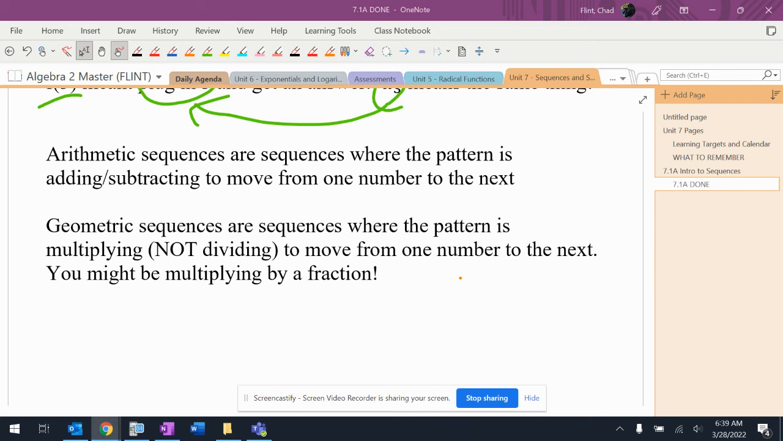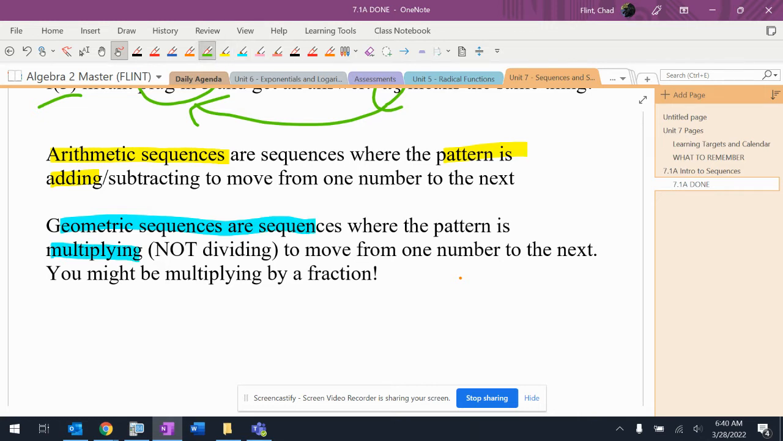Right, so there's two different kinds of sequences that we are going to deal with. There are arithmetic sequences and there are geometric sequences. Really not that complicated to figure out which is which. Arithmetic sequences, the pattern is adding, and geometric sequences, the pattern is multiplying.